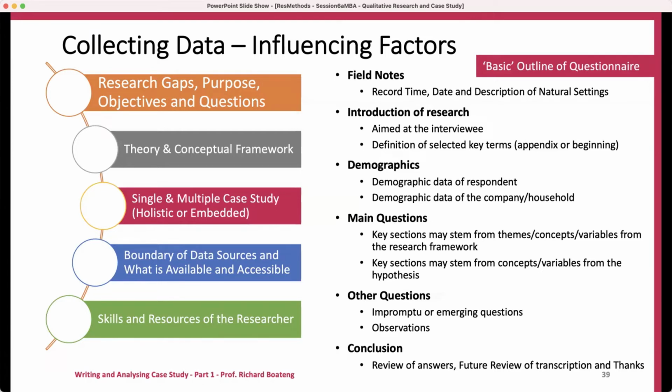The second part is then to introduce yourself to the interviewee. And then if there are some keywords that you need to define, explain them. Then you can go to demographics by putting the basic details about the person's gender, age, and information about the person who is responding. That's the demographics that we collect.